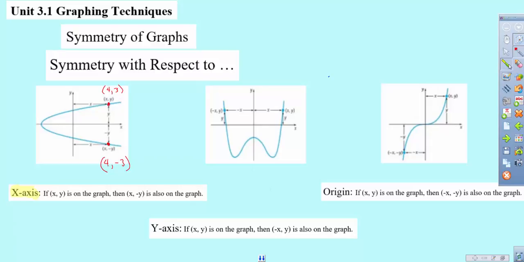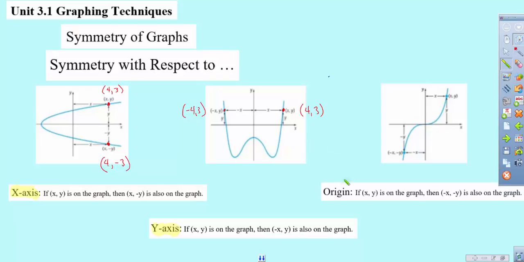The next type of symmetry is symmetry about the y-axis. And in the y-axis, it's opposite of the x. So if we put a number on this guy, we'll call it once again 4, 3. So we come over here and we find its symmetrical point on the other side. That would be negative 4, 3. So it's the x coordinate. When you're symmetrical over the y-axis, it's the x value that changes its sign.